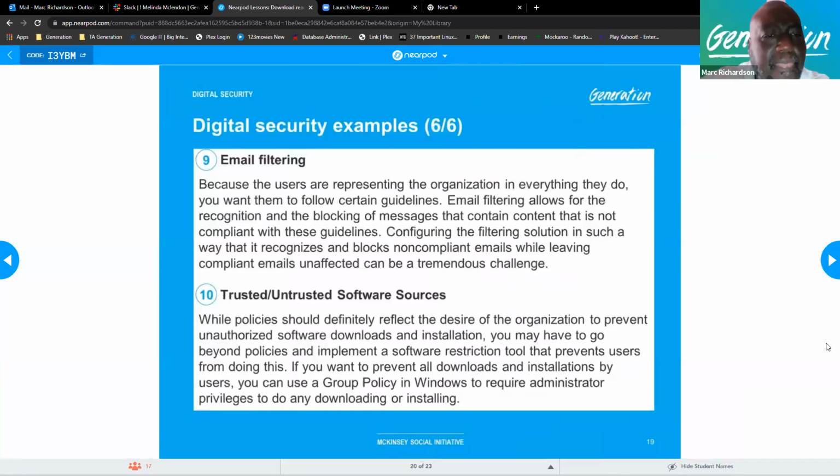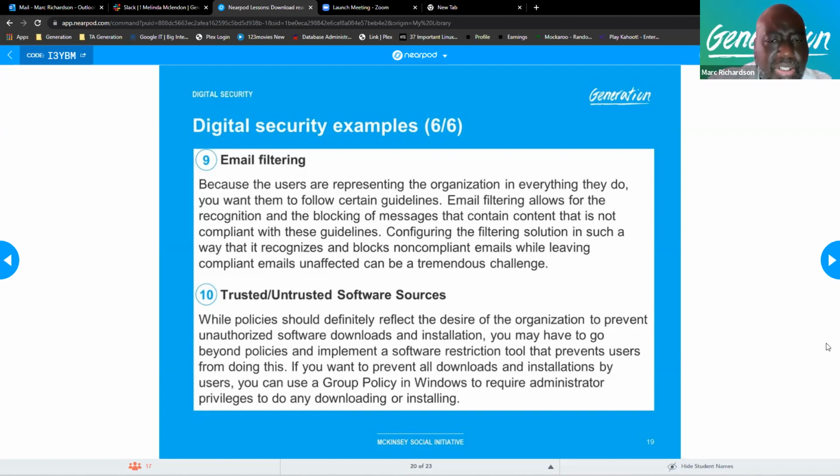Okay, email filtering. Because users are representing the organization in everything they do, you want them to follow certain guidelines. Email filtering allows for the recognition and blocking of messages that contain content that is not compliant with these guidelines. Configuring the filtering solution so that it recognizes and blocks non-compliant emails while leaving compliant emails unaffected can be a tremendous challenge. Sometimes your spam filter grabs stuff that it shouldn't. So if you're missing an email from someone important, be sure to check your spam filter because it may have been directed there inadvertently.